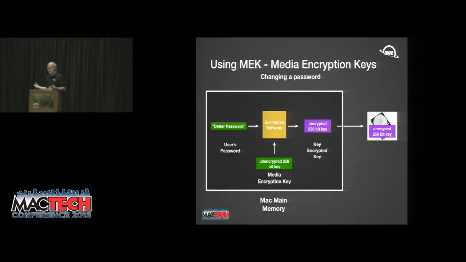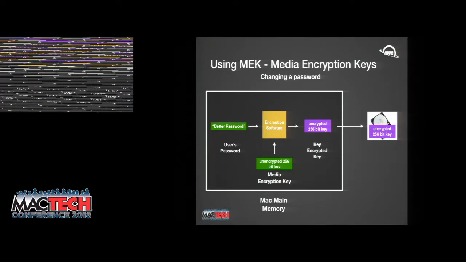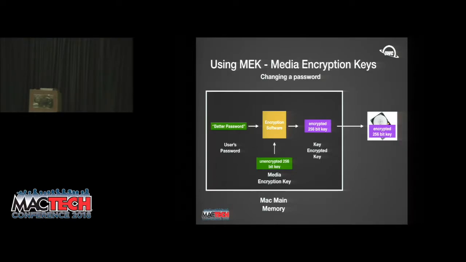When you want to change the password, unlike before, it's really easy. All you do is take your media encryption key, which is allowing you to read and write data because you've already unlocked your volume, encrypt it with your new password, and store that on the disk. The next time you want to read your data, you read your newly encrypted media encryption key, or key encrypted key, decrypt it, and that becomes your media encryption key.